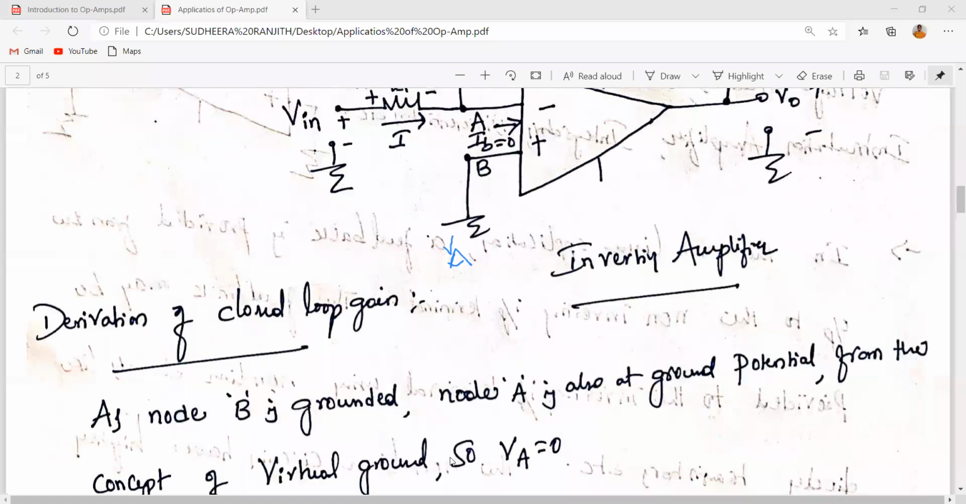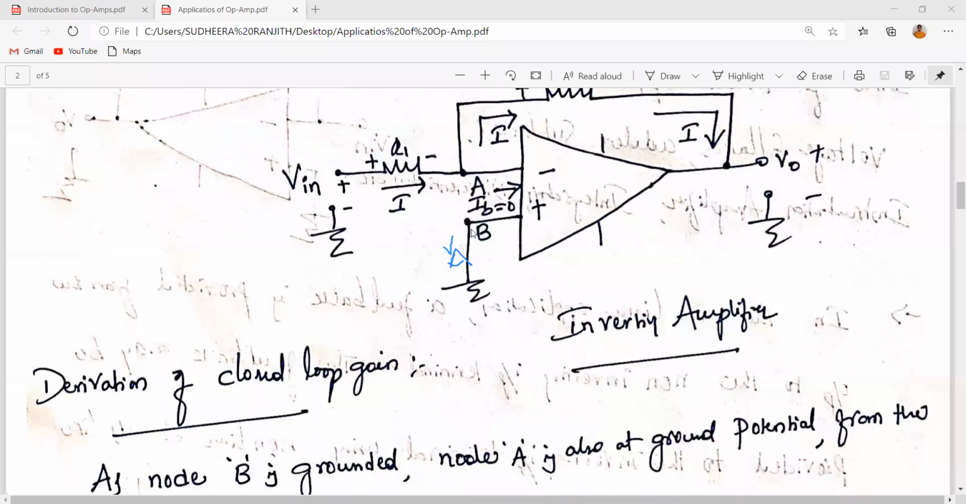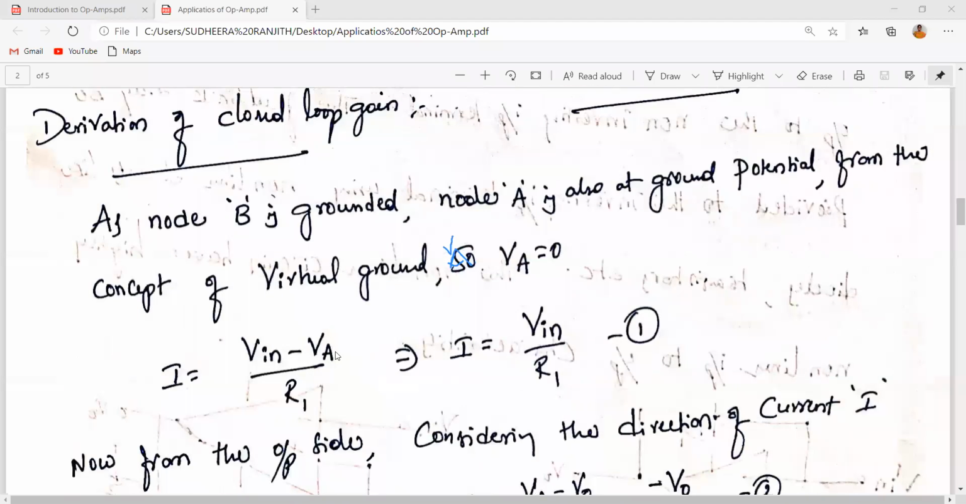But what is VA? From the concept of virtual ground, B is grounded and A is also virtually grounded. So VB becomes 0, and VA also becomes 0. If you substitute VA as 0, then finally the current becomes Vin by R1, which we take as equation 1.